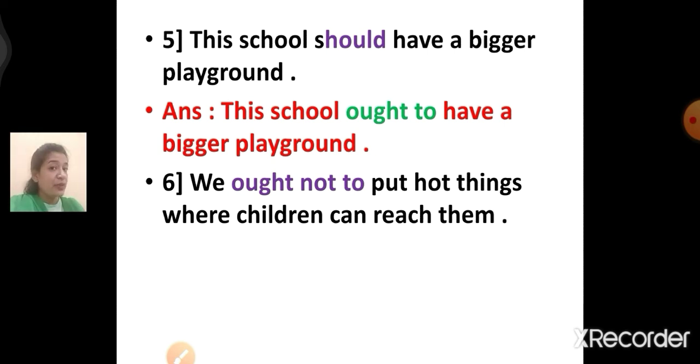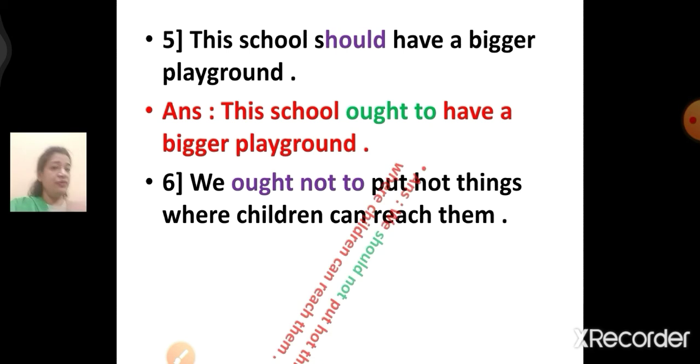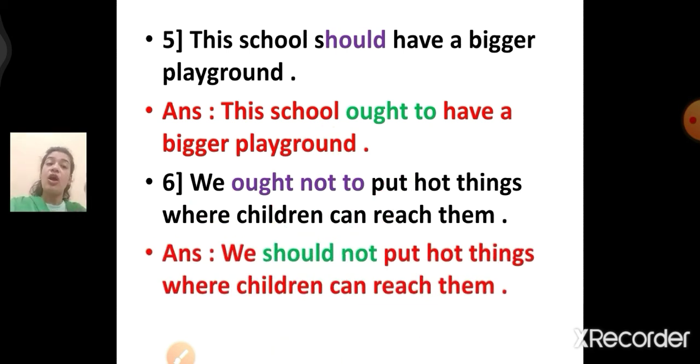So in the answer what are we going to write? Yes, should not. We should not put hard things. See, now this other sentence is as it is. We are not going to change anything. We should not put hard things where children can reach them.